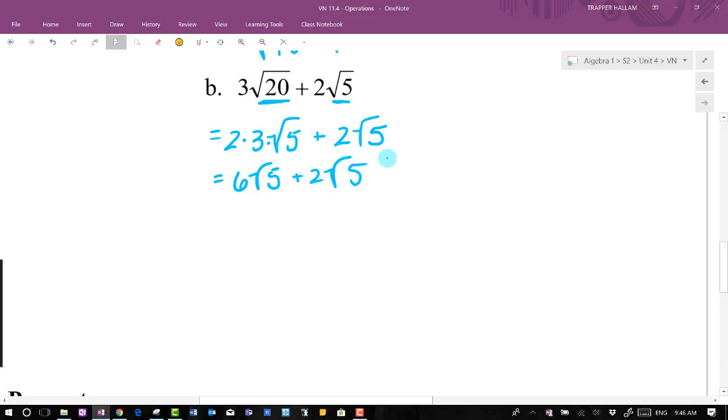Now we have like radicals. The radicands are the same. So now we can add these two together, again addressing the coefficients. They're going to add together, both positive values. That's going to make 8 square roots of 5.